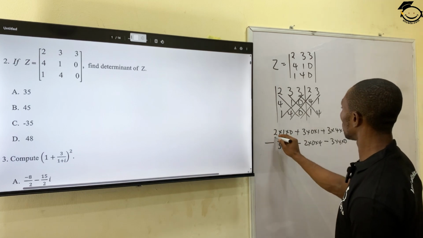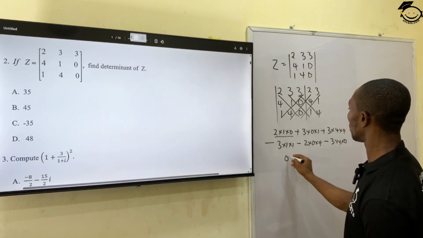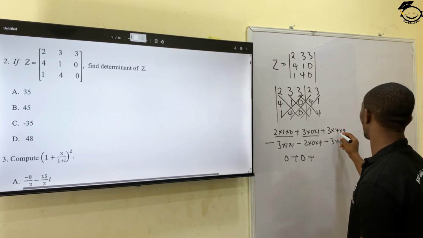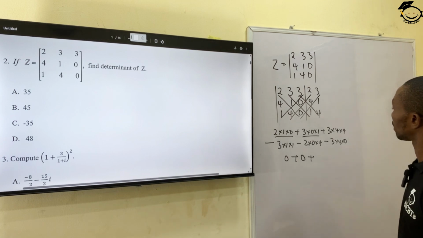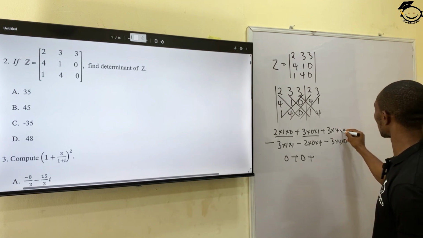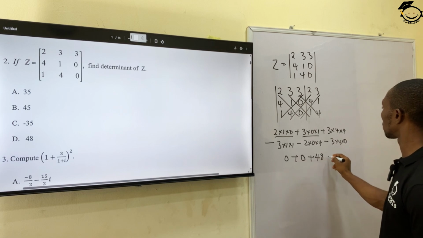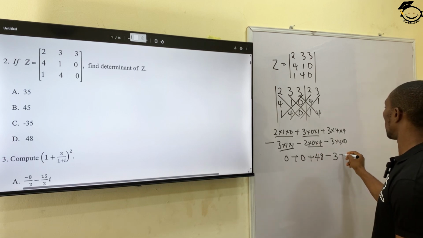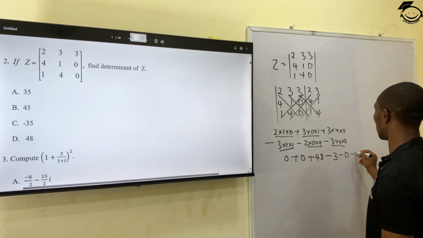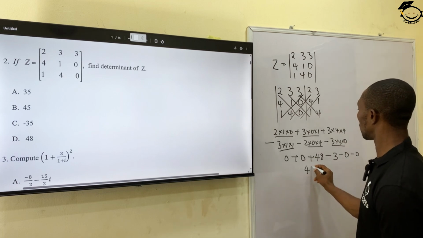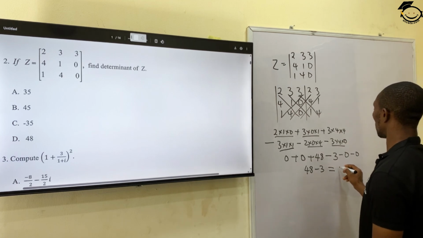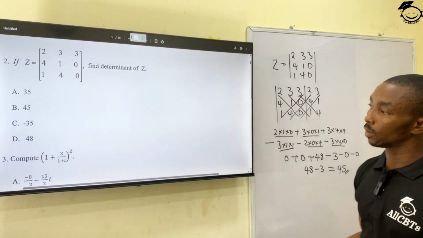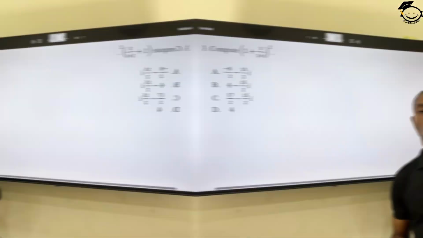Okay, 2 times 1 is 2 times 0 is 0, plus 3 times 0 is 0, plus 4 times 3, 12. 12 times 4, 48. So we have plus 48 minus 3 times 1 is 3, minus 0 minus 0. So this will leave us with 48 minus 3, which brings our answer to 45. So the determinant of z would be 45, which is option B.